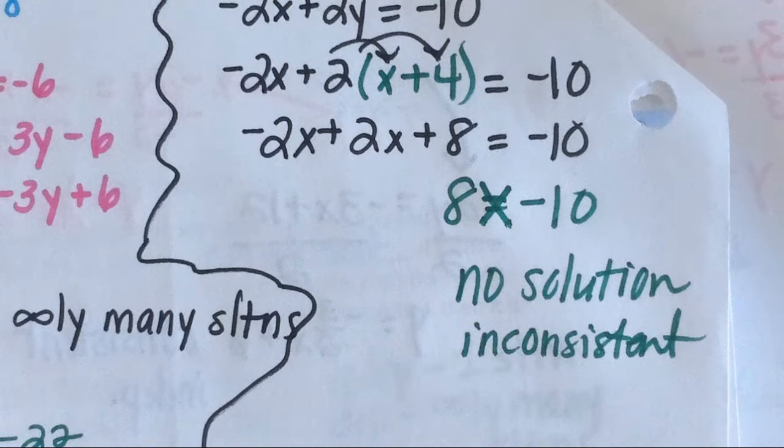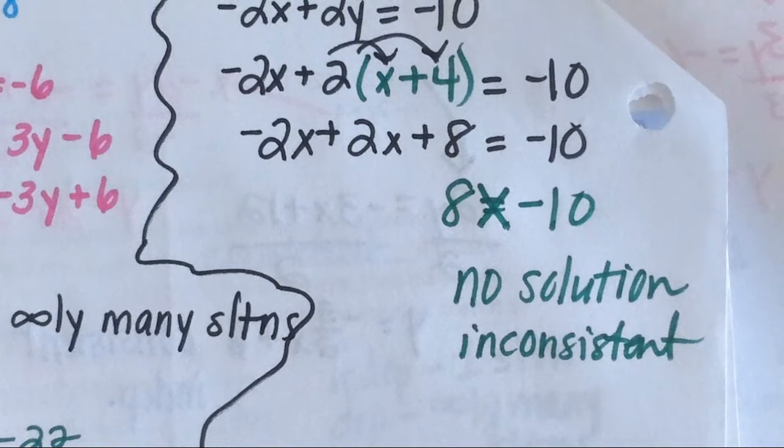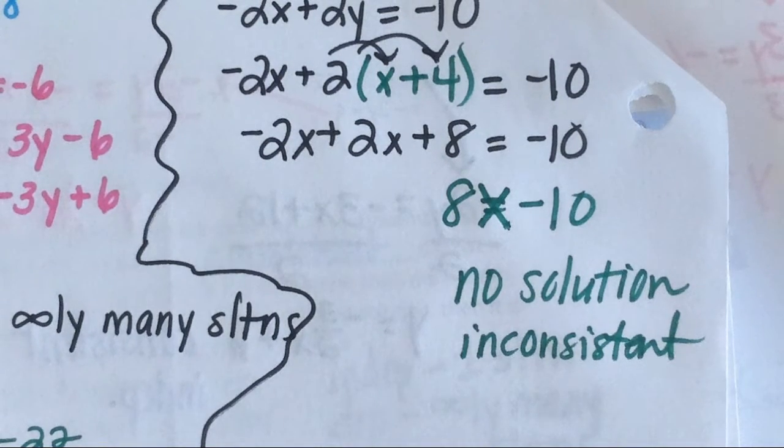So again, if all the variables go away, it's either going to be infinitely many or no solution. It just depends on if you have something crazy or something true. 18 equals 18? True. Infinitely many. 8 equals negative 10? Not true. No solution. Are there any questions about these?